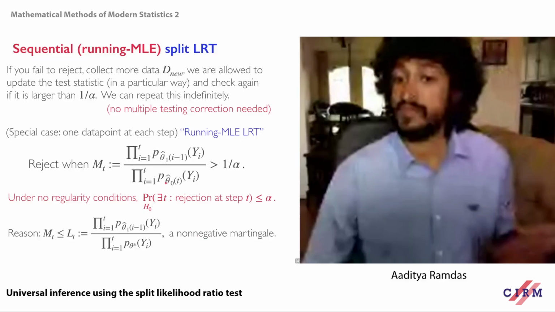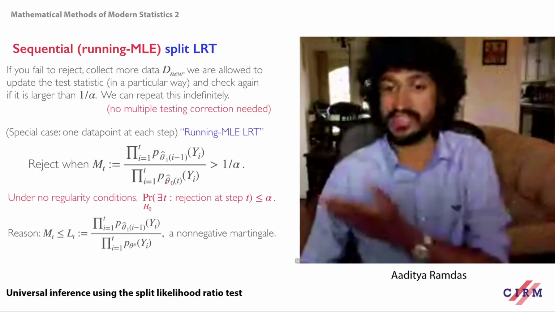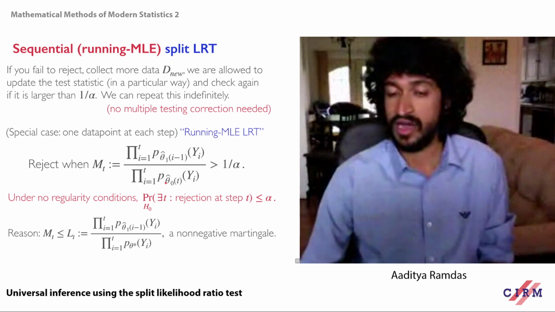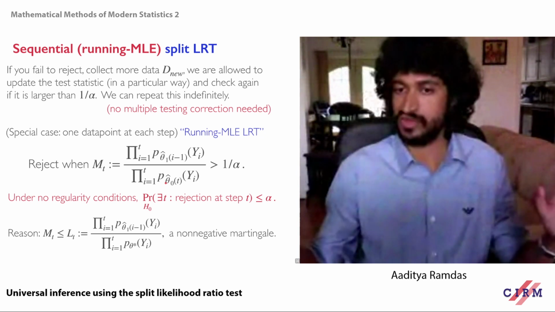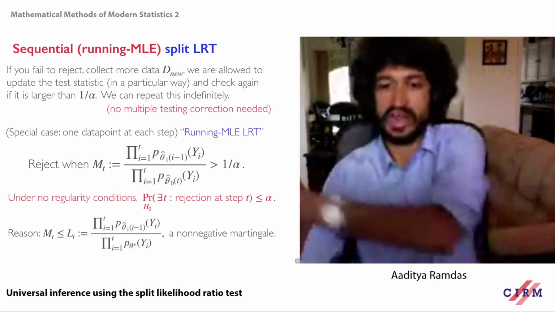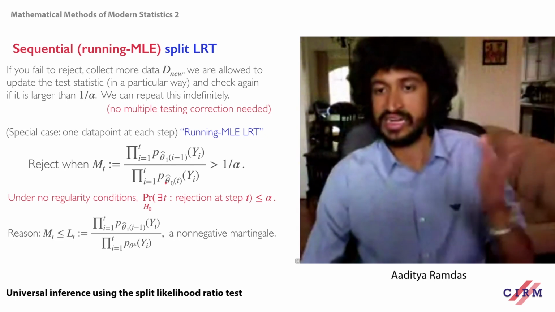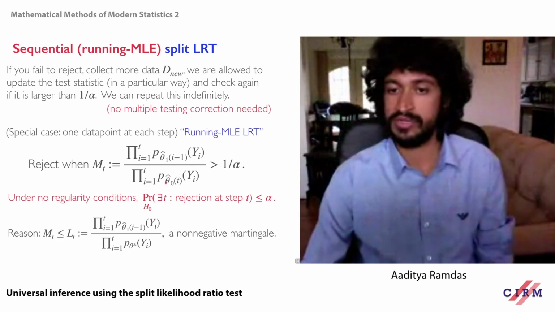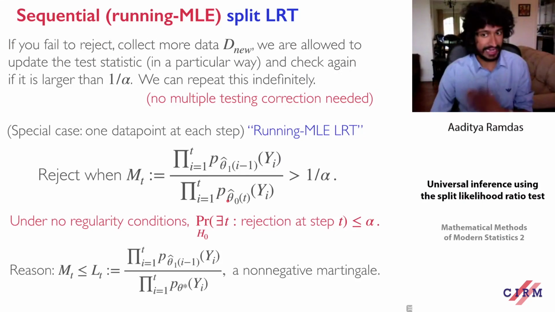And amazingly enough, you can run this sequentially, and under the null, you will never reject with high probability. So even though you're running technically an infinite number of tests one at a time, with high probability, you'll never reject. The probability under the null that there exists any time t such that you reject at time t is at most alpha. So you get non-asymptotic type 1 error control with no assumptions.